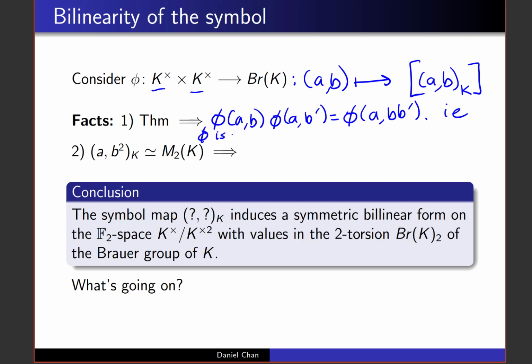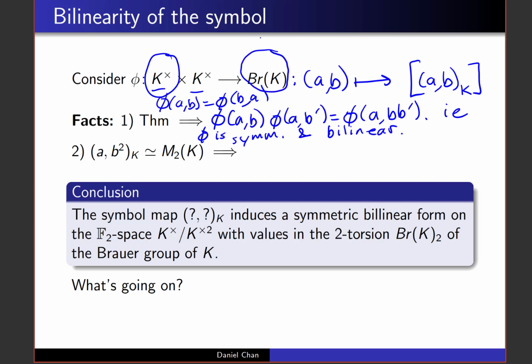So phi is, firstly, phi of (a,b) equals phi of (b,a). So it is symmetric and bilinear. Okay, so that's the first point, it's a symmetric bilinear form. That's rather nice that you have a symmetric bilinear form on this. Okay, the values are in this rather funny group called the Brauer group, but nevertheless you have some symmetric bilinear form, and this form is going to tell us a lot about elements inside here, the arithmetic of that field. Okay, so let's look into this a little bit closer.